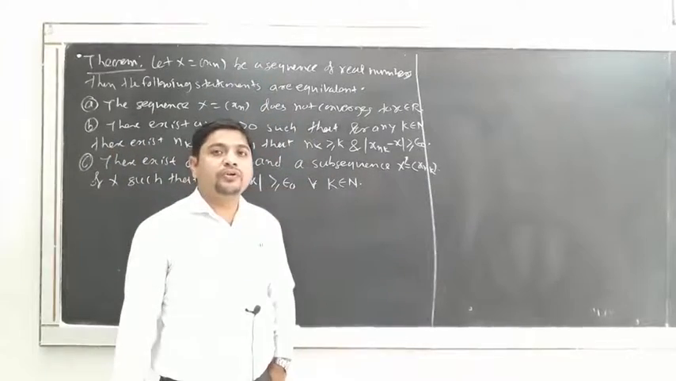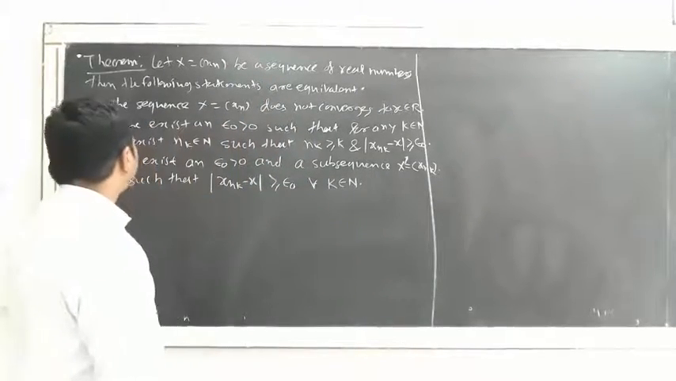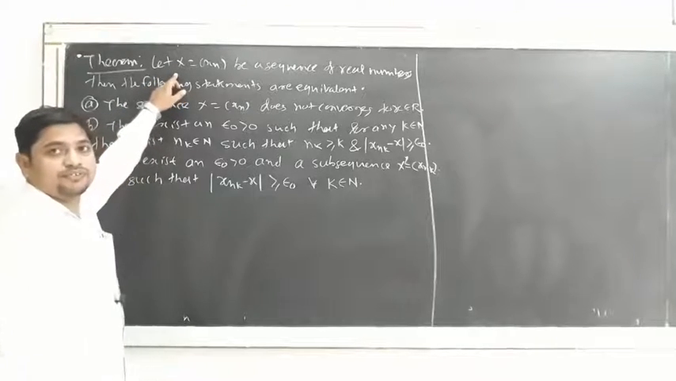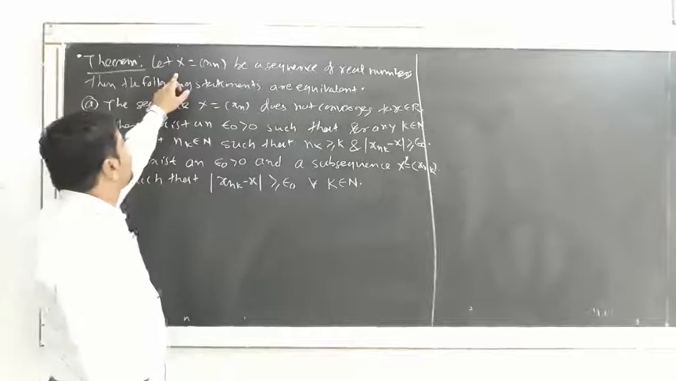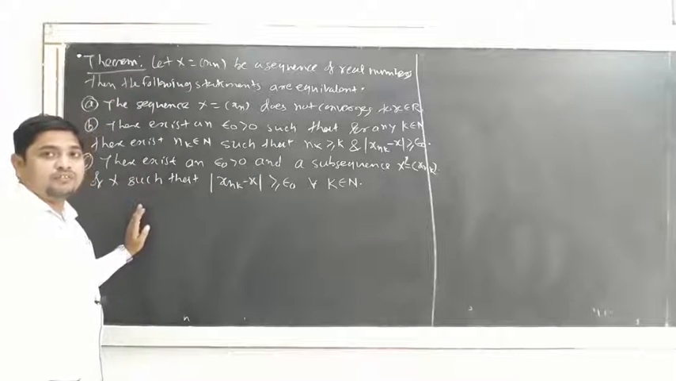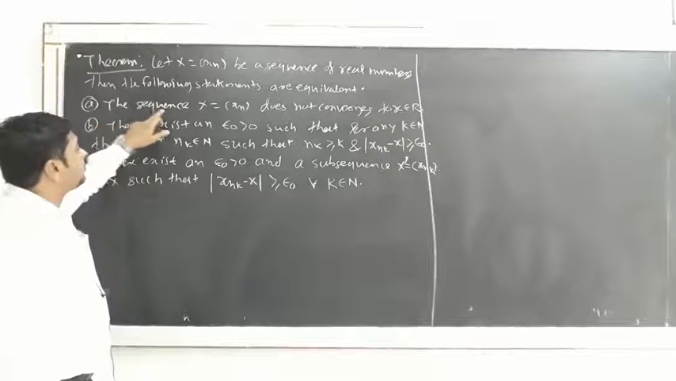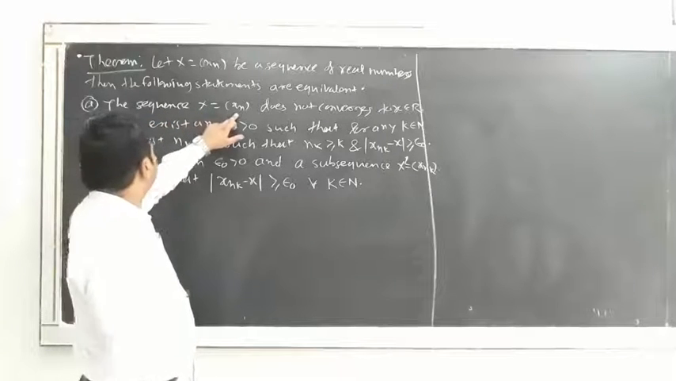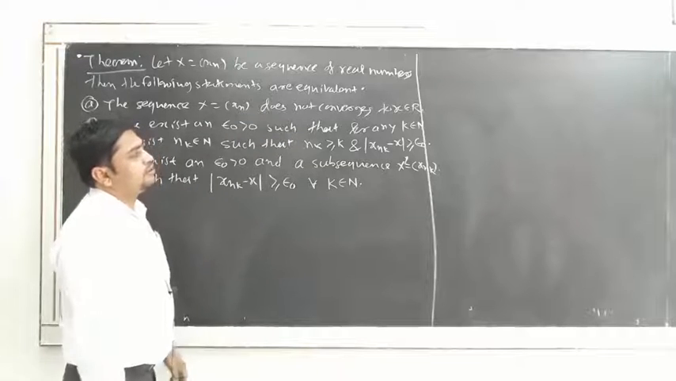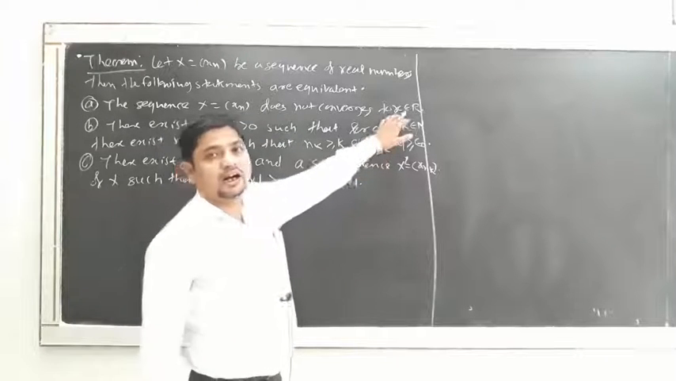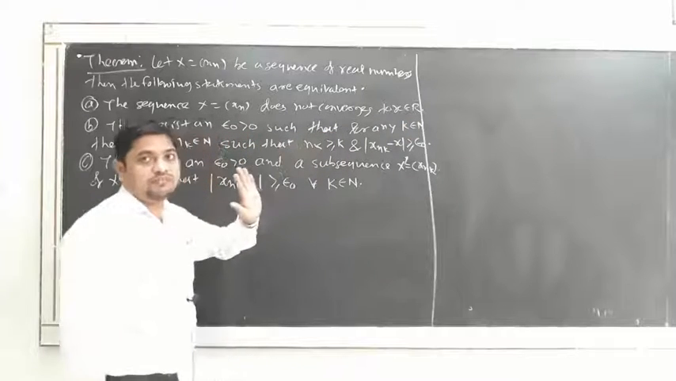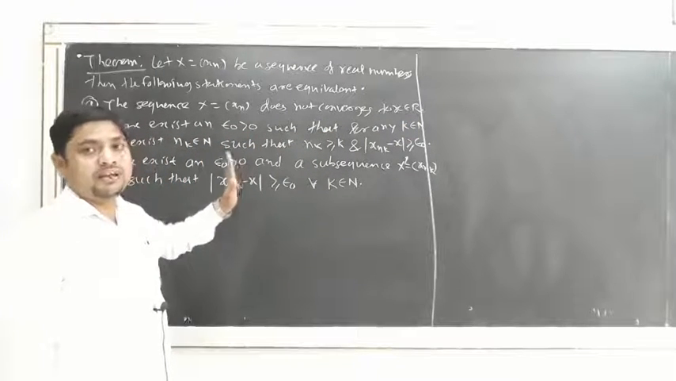Okay, so we prove the second theorem now. What is the statement of the second theorem? Suppose X is equal to xn, a sequence of real numbers. So we have been given one sequence of real numbers, and then the following statements are equivalent. The sequence X equal to xn does not converge to x belonging to R, that is the real number x. It is not convergent, that means it has no limit x.